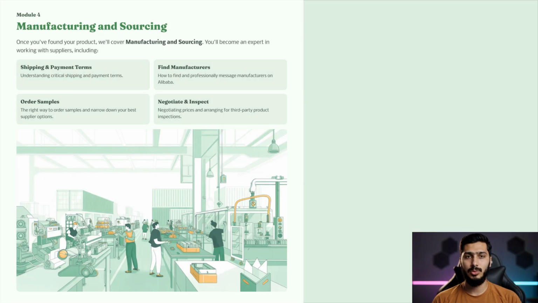Once you've found your product, we'll cover manufacturing and sourcing. You'll become an expert in working with suppliers, including understanding critical shipping and payment terms, how to find and professionally message manufacturers on Alibaba, the right way to order samples and narrow down your best supplier options, negotiating prices and arranging for third-party product inspections.